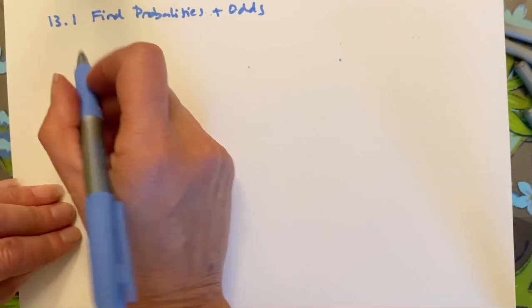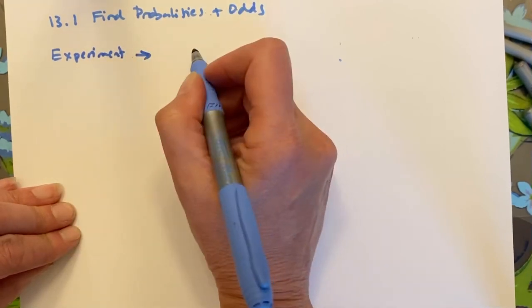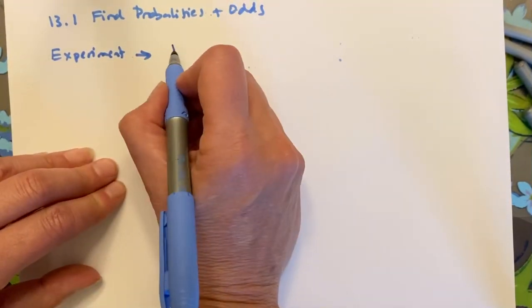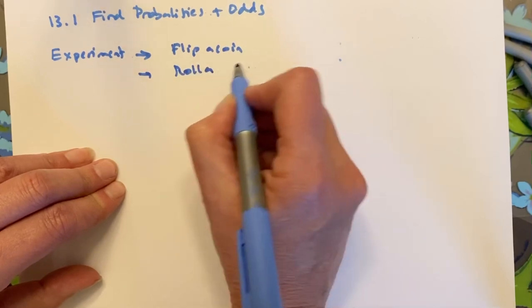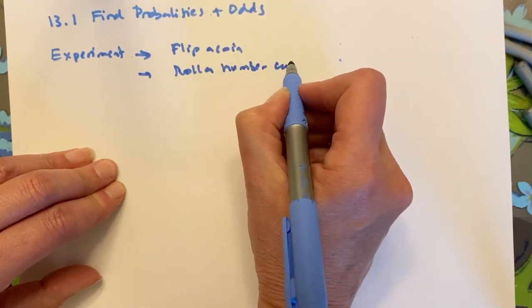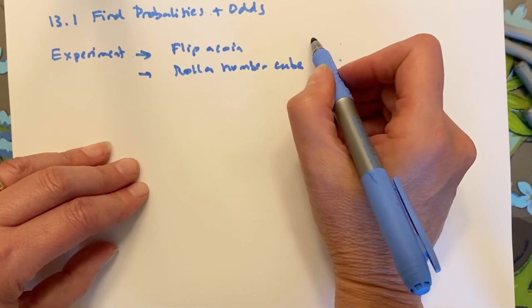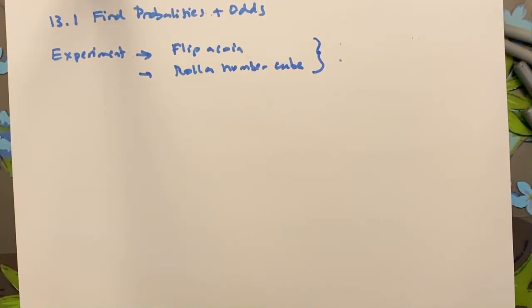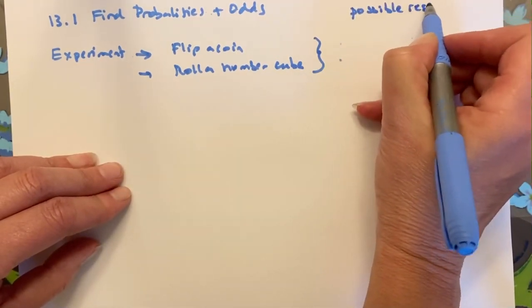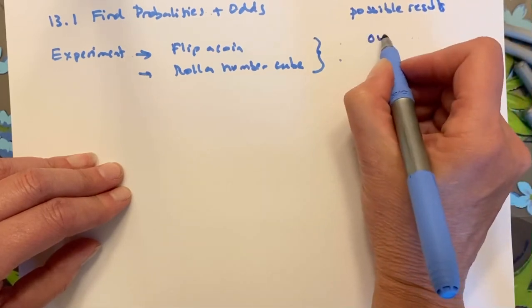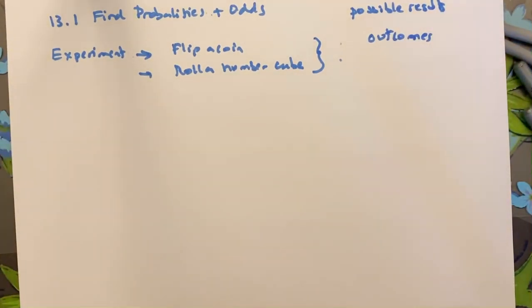So the first thing is to just define things. When you do an experiment, and in this case, we're talking about experiments like flipping a coin or rolling a number cube or, later on, spinning a spinner and it's going to fall on a certain number. All of those are experiments. And when you do these experiments, possible results are called outcomes. So heads is an outcome, tails is an outcome, 4 is an outcome.